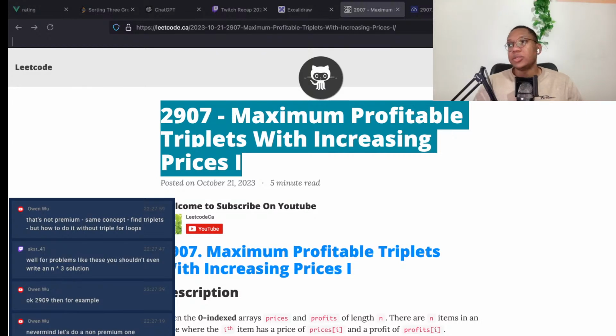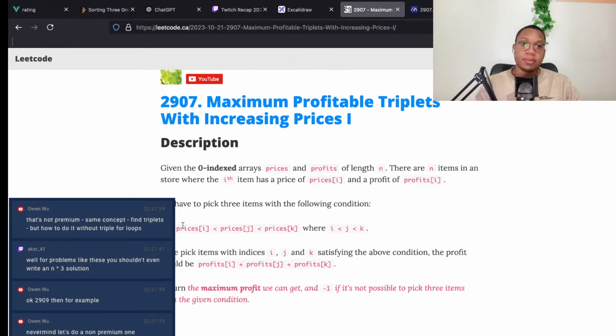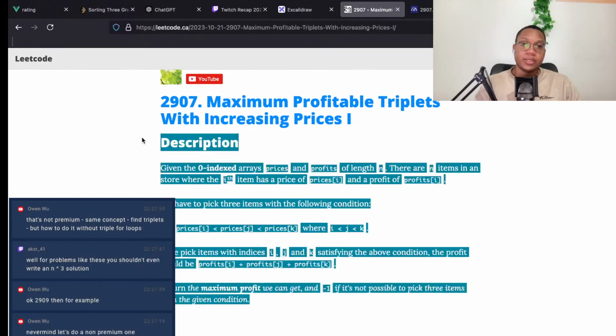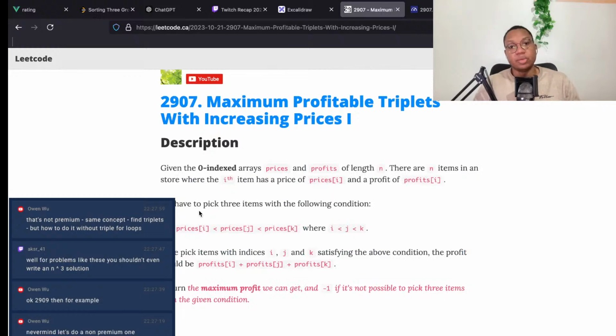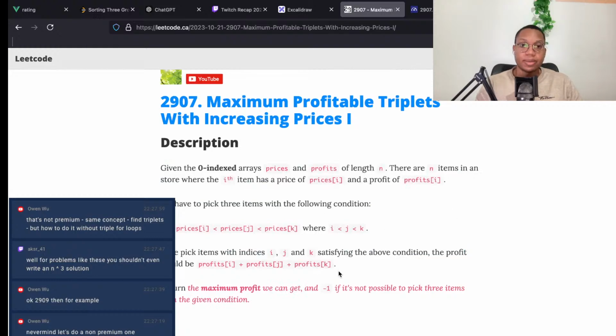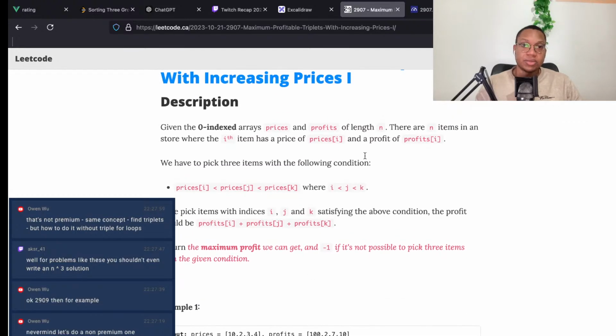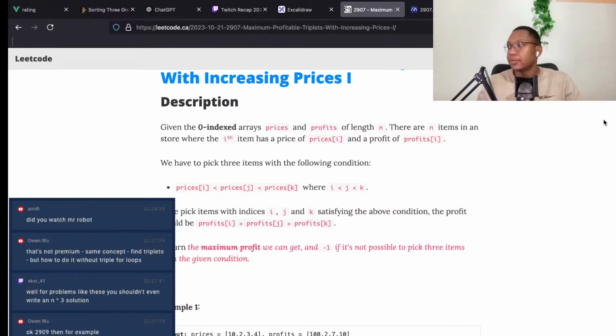Well, for problems like these, you shouldn't even write an O of n cubed solution. Yeah, so I'll try to translate what Axer is saying: O of n cubed is literally the brute force solution for this problem, Owen. So that's not even your issue. You need to come up with a more optimal solution than O of n cubed, because that's just brute force. Brute force is not going to work. I don't think brute force will ever work.